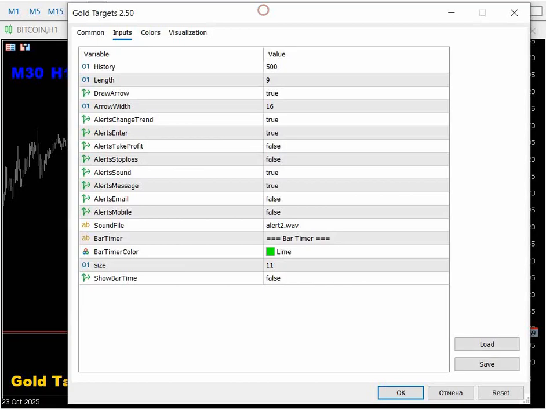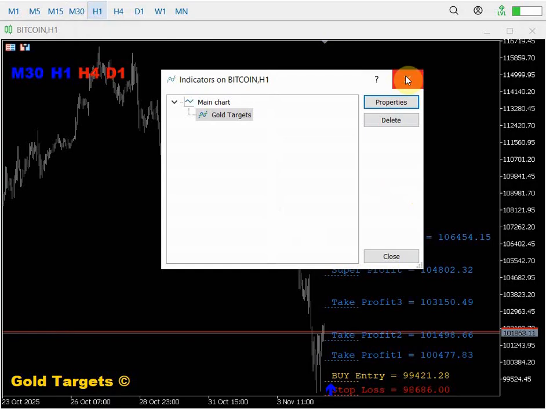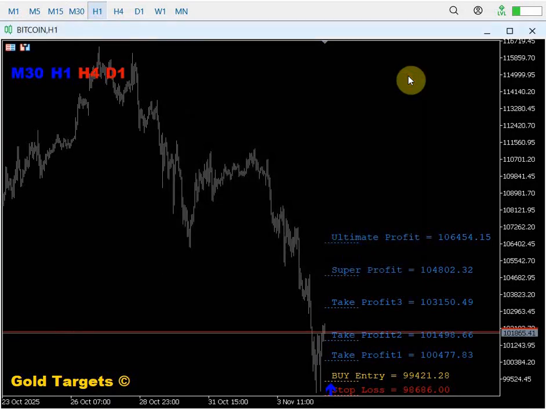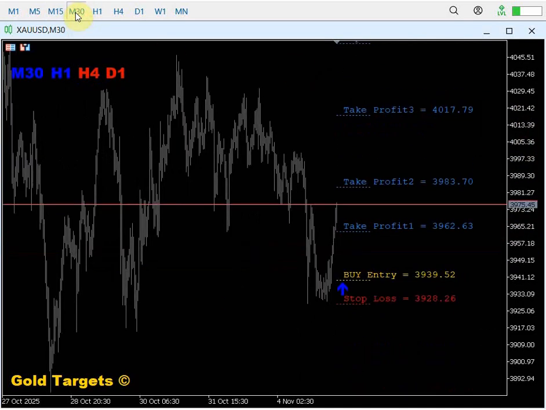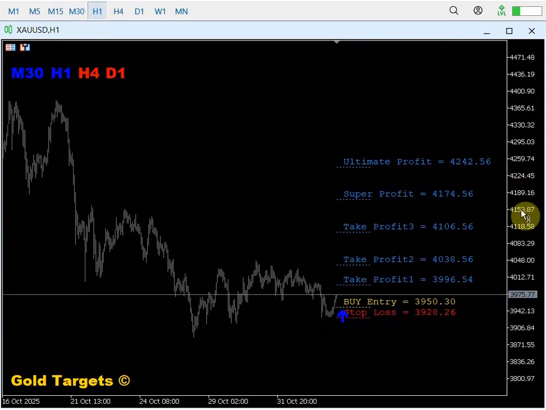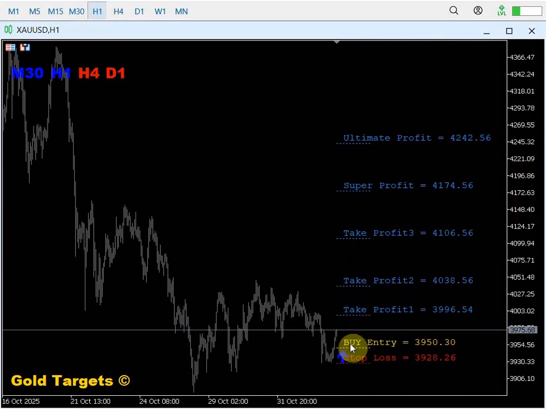5. You can trade on any time frames. M15 and M30 for scalping and day trading. H1 for medium-term trading. H4 and D1 for long-term trading. 6. Individual parameters, color, size, etc. can be changed in the indicator settings so that each trader can easily customize the indicator for themselves.